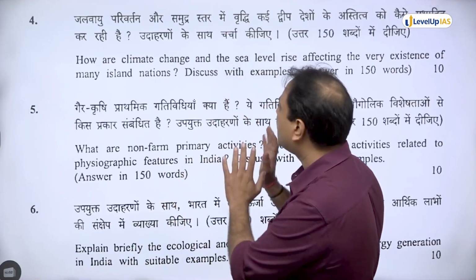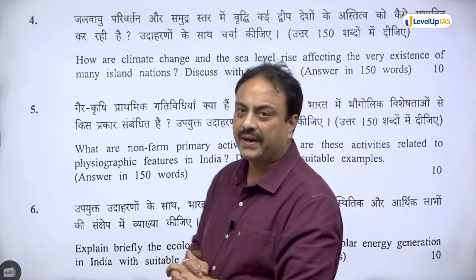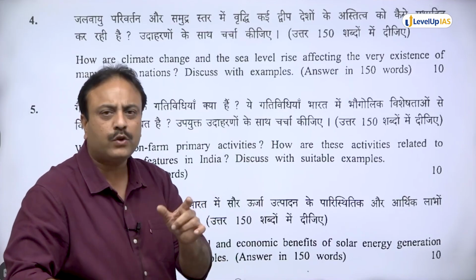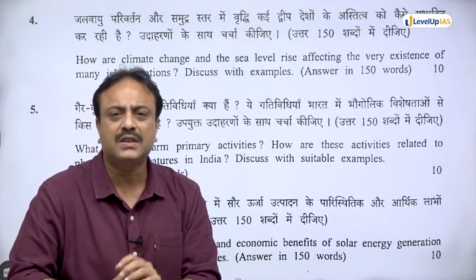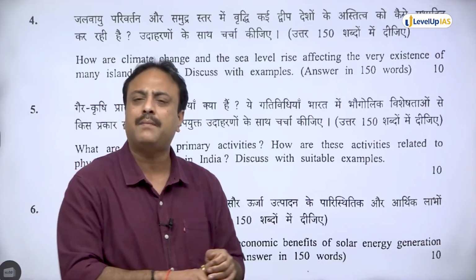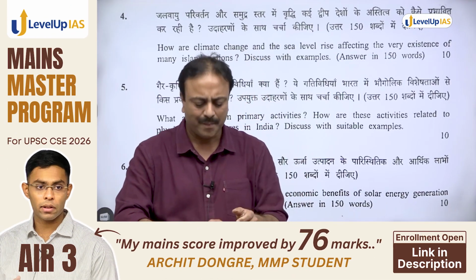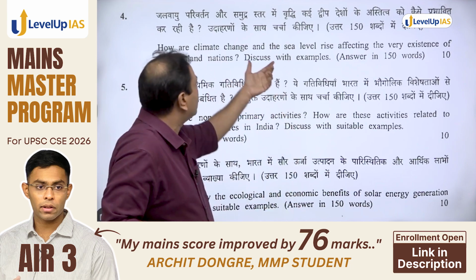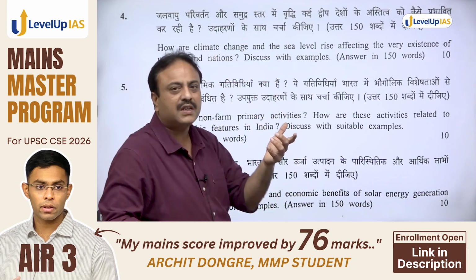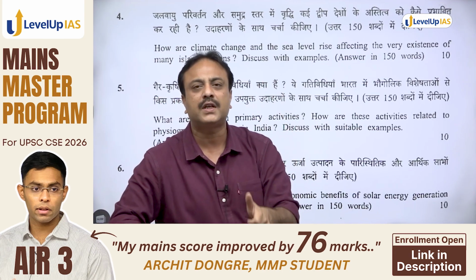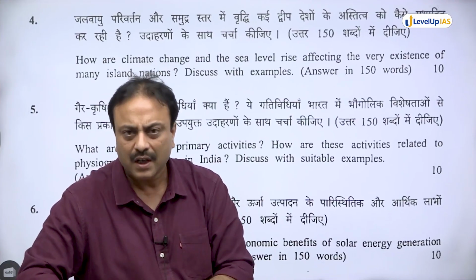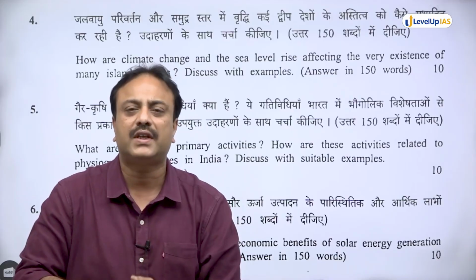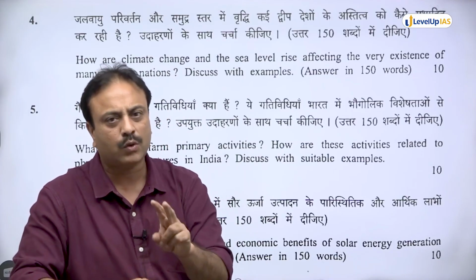So in this type of question, how are climate change and sea level rise affecting the existence of small islands, initially you should say something about the reasons for the sea level rise. So what is the primary reason for the rise in sea level? Melting of ice is one of the reasons. Then thermal expansion. Global warming is mentioned over here, climate change. Climate change is related to global warming. So what is global warming doing? It is resulting in thermal expansion. Due to thermal expansion, the water is expanding and that is causing the rise in sea level. So these two are the primary reasons.